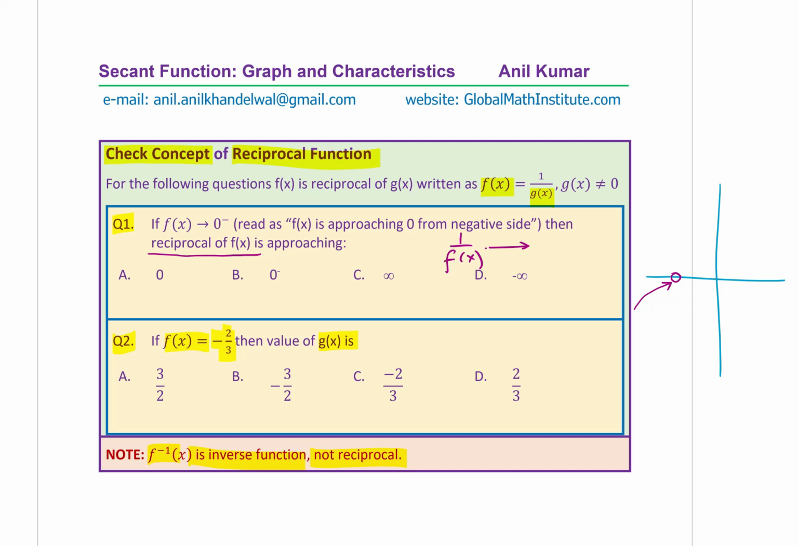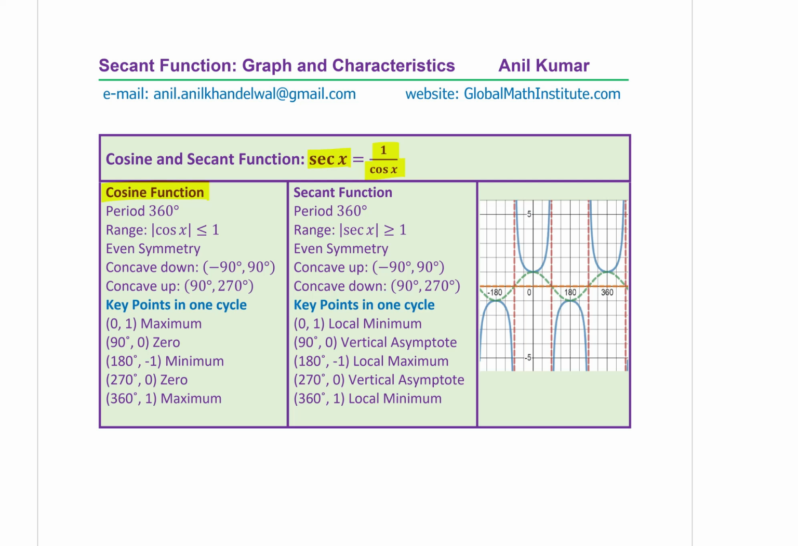As you know, secant is 1 over cosine function, correct? So here are the characteristics of cosine functions along with the secant function. So let's try to compare them one by one. Period of both is 360. If you're working in radians, you can write this as 2 pi, right? Period for both will be 2 pi.